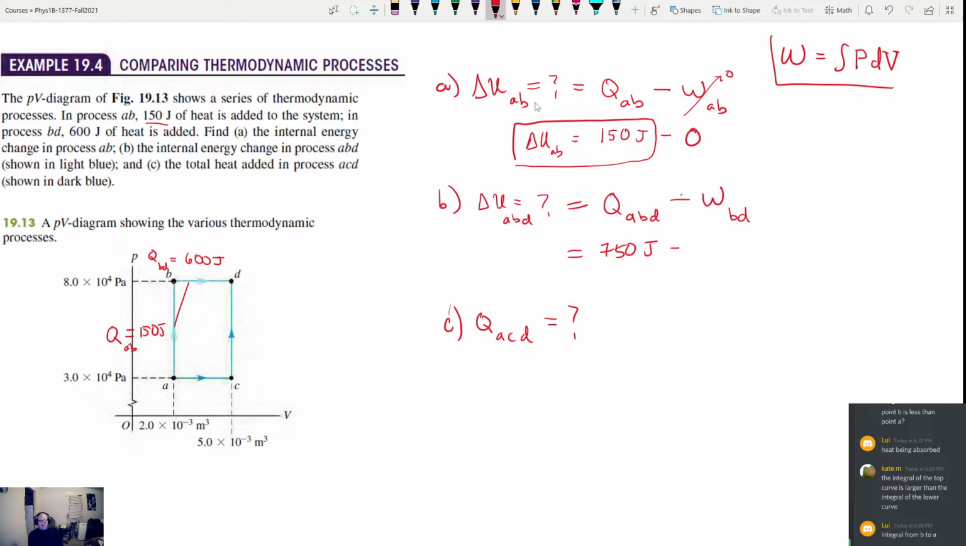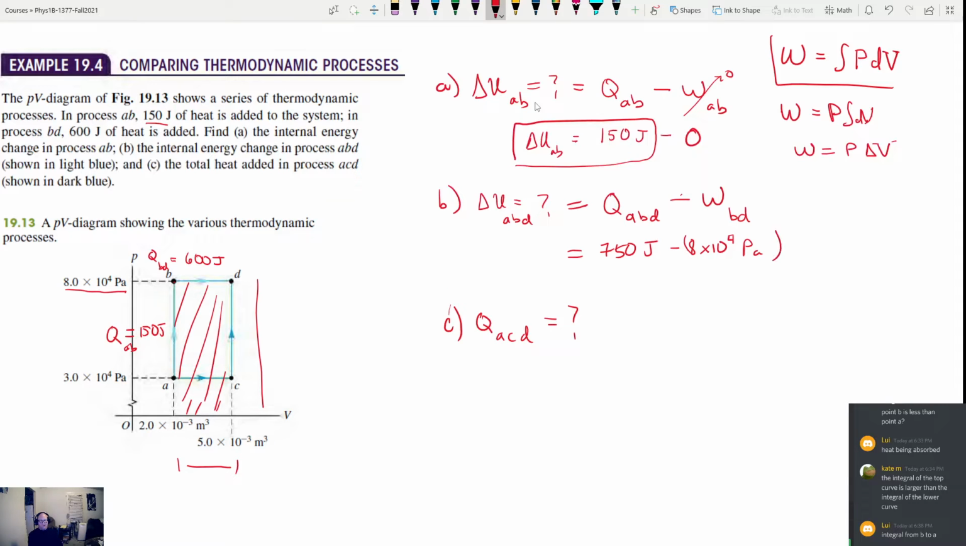Now all we need to do is to figure out the area all the way to the x-axis under BD. And that's easy enough to do because it's going to be a line that has a height of 8 times 10 to the 4 Pascal and a width between these 2 points here. When we pull the pressure out of this equation, what we get is that the work is just equal to the pressure times the change in volume, right? So 750 joules minus the work is going to be equal to this pressure here, which is the height. So 8 times 10 to the 4 pascals, and we multiply that by the change in volume, so 5 minus 2, and then times 10 to the minus 3 meters cubed. And that's going to give us an answer.